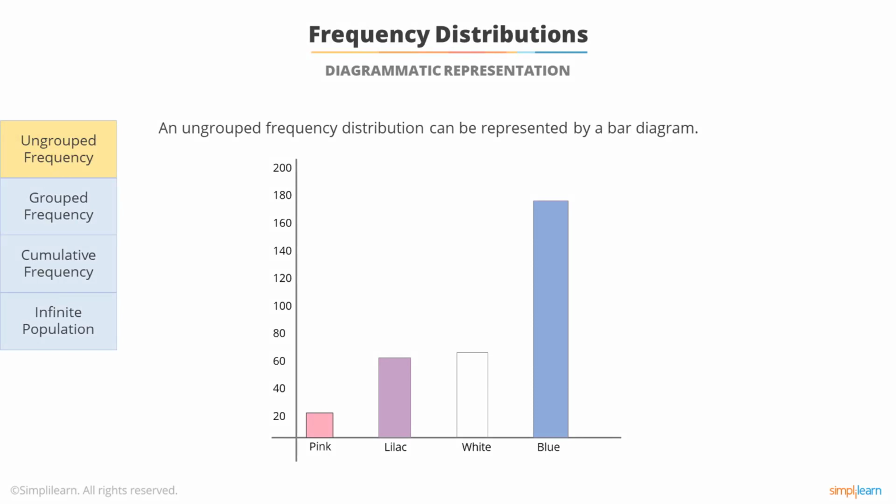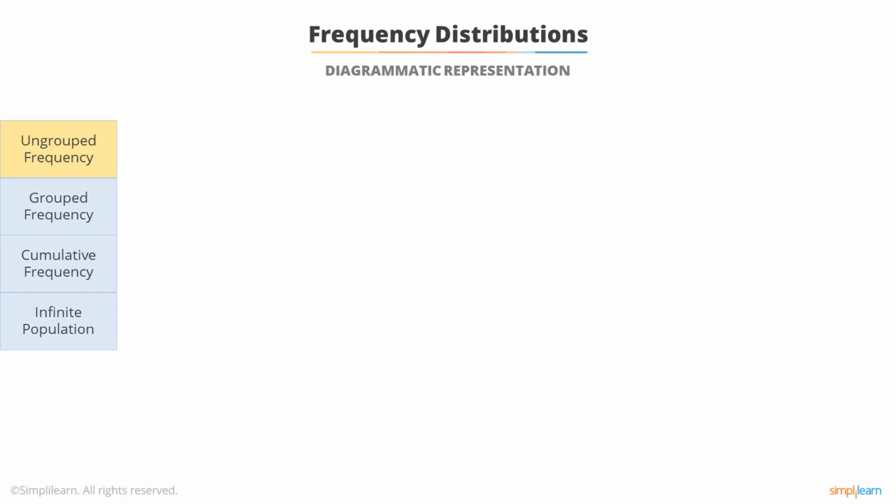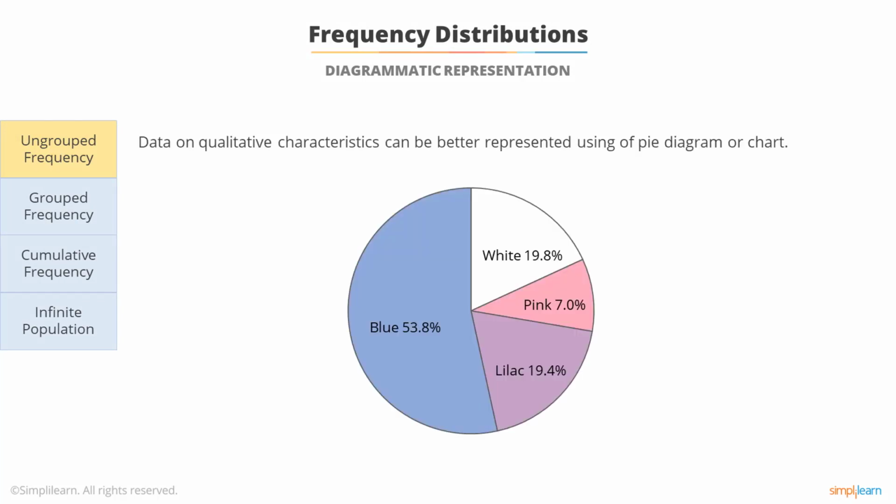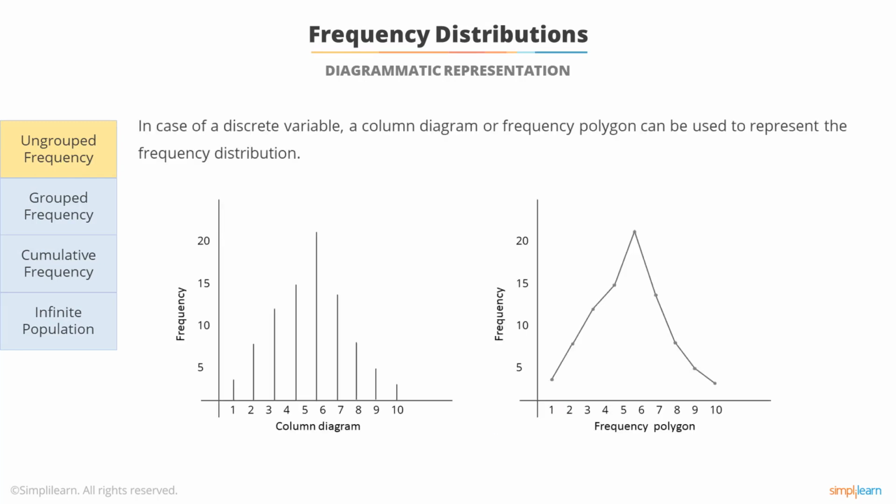So an ungrouped frequency distribution could be represented by a bar diagram, counts of pink, lilac, white, and blue. We could use the data for the qualitative characteristics and represent those using something like a pie chart. So again, we have the same colors as a percentage of the total. Now in cases with a discrete variable, we might use a column diagram or frequency polygon to represent the frequency distribution. As you can see with a column diagram and frequency polygon, it looks like the distribution is higher in the middle, around 5.